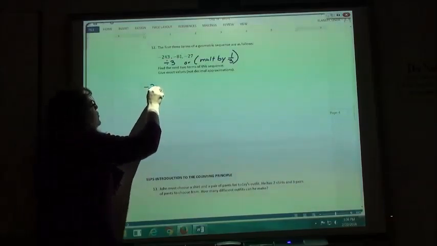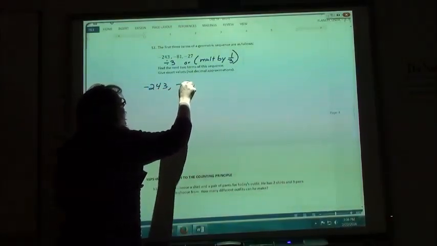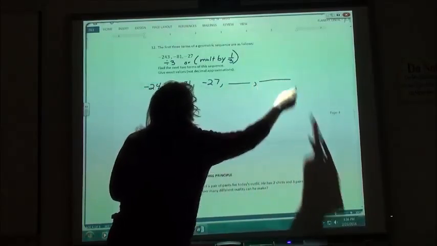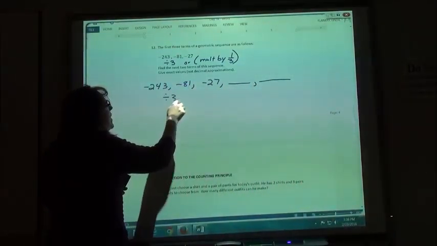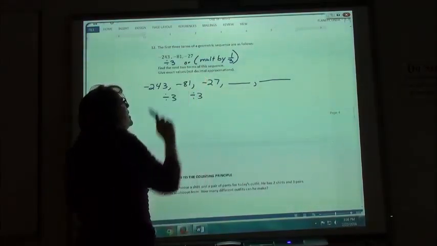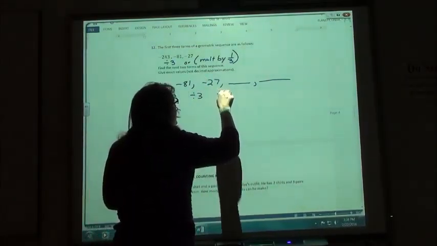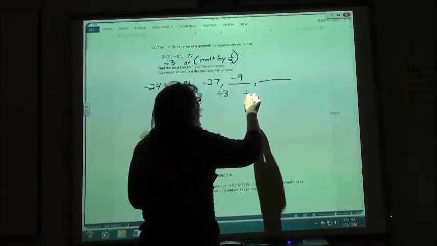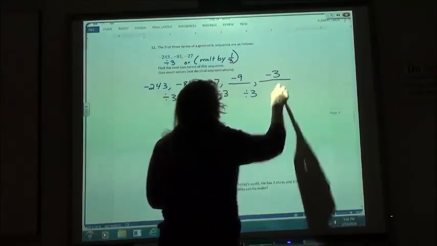So if I have -243, -81, -27, and I want to find my next two terms. If I divide by 3, I get -81. -81 divided by 3 is -27. -27 divided by 3 would be -9. -9 divided by 3 would be -3.